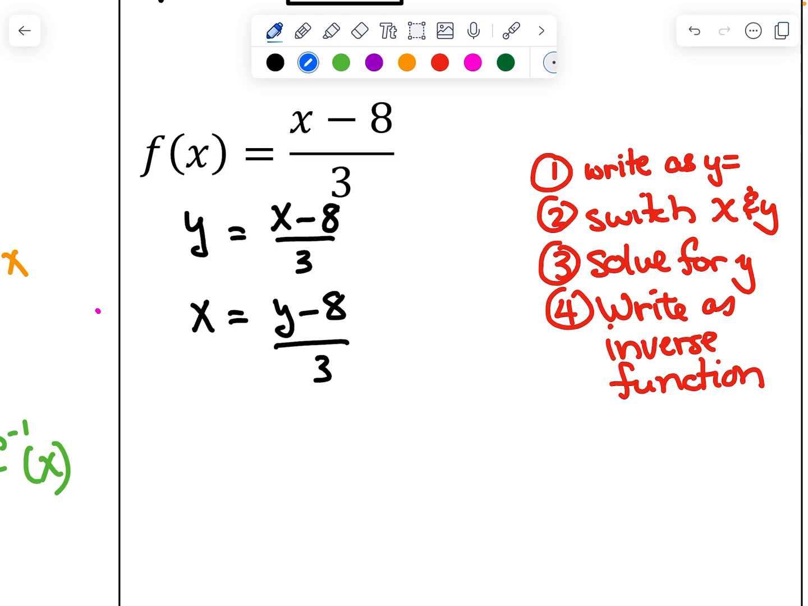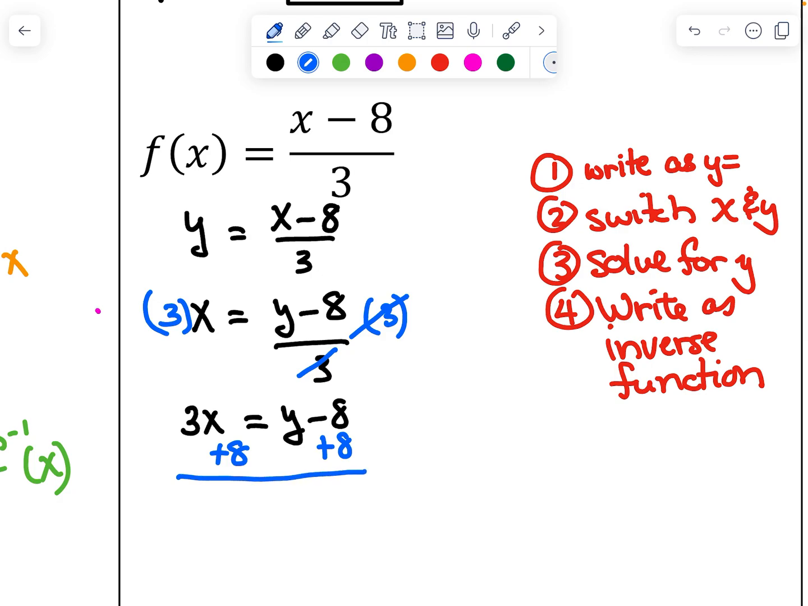To solve, we would multiply this side by 3, and we would multiply this side by 3 to get these to cancel. So we would have 3x equals y minus 8. And then we would add 8 to both sides, and we would have 3x plus 8 equals y.